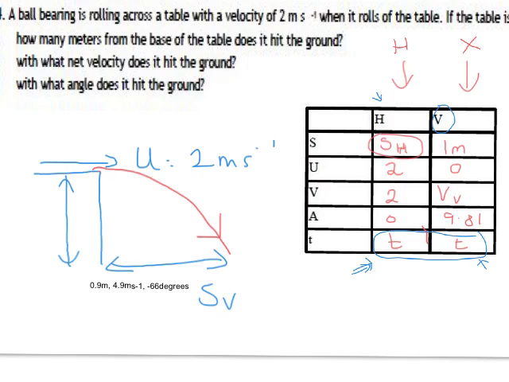So if we use the equation of motion, s equals ut plus half at squared, we have 9.81 as our acceleration, u is 0, and displacement is 1. Your value for t then should be 0.45 seconds.